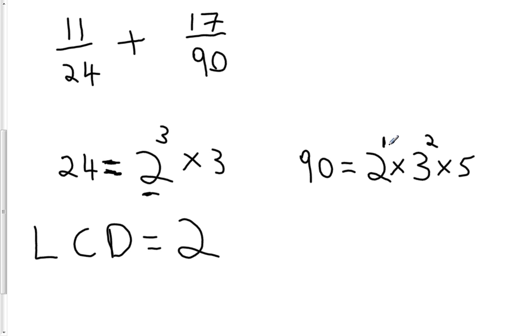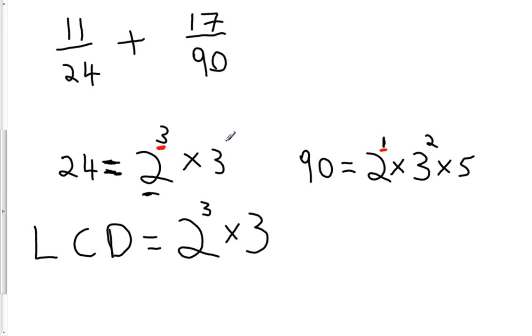Over here I have the power of 2 being 1, there's an implied 1 there. And over here I have the power of 2 being 3. So for the LCD, I'm going to use the larger one, which is 3. Then I'm going to multiply this by the next factor I see in order, which is 3. They both also have a factor of 3, so I'm going to keep my factor of 3.